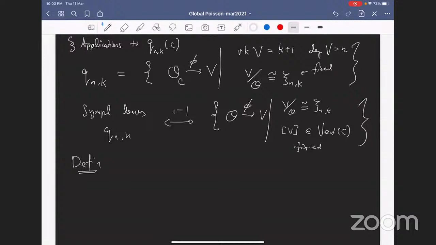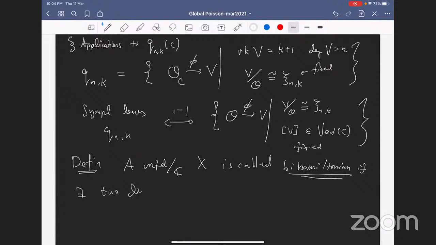Thanks. Okay. So the last part of the application is about bihamiltonian structure. Let me first briefly define it. This is a very general definition, but let me just focus on the complex category. So we have a complex manifold. It's called bihamiltonian if there exist two linearly independent Poisson bivectors, which I call pi one and pi two.